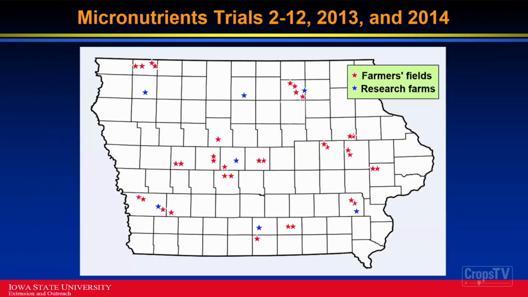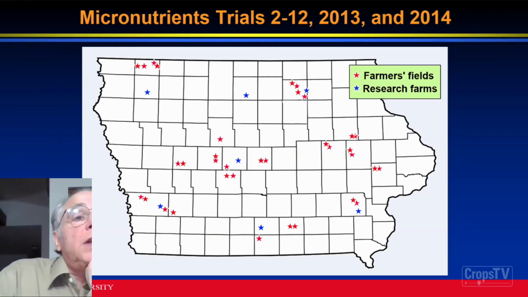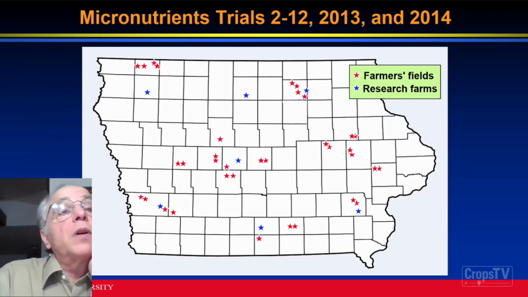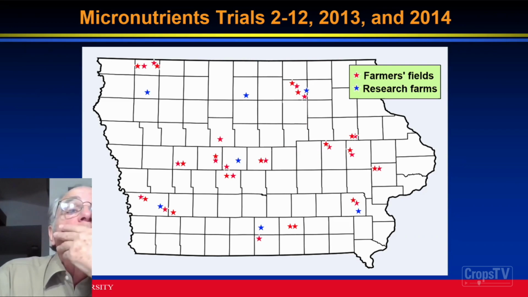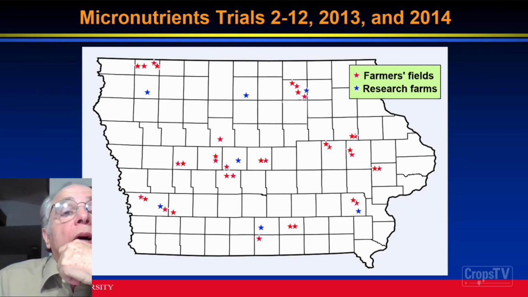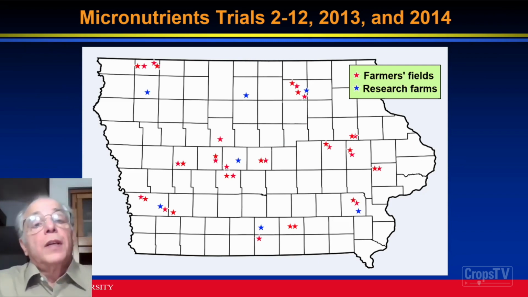Okay, so this is when we have these experiments. The red dots were in farmer fields. The blue dots were the trials at research farm. We have 6 research farms that we did work on this.